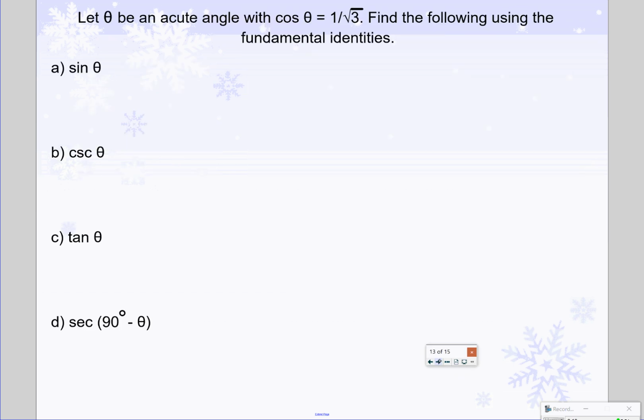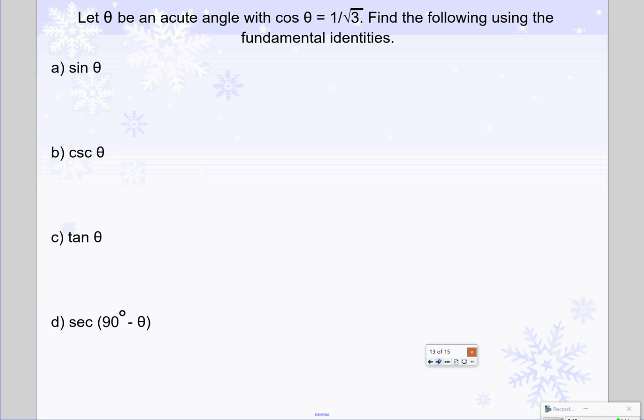It says, let theta be an acute angle with cosine equal to 1 over rad 3. We're going to find the following using identities. Okay, so we have an angle, it's an acute angle, its cosine is 1 over rad 3. We're going to find the following using fundamental identities.